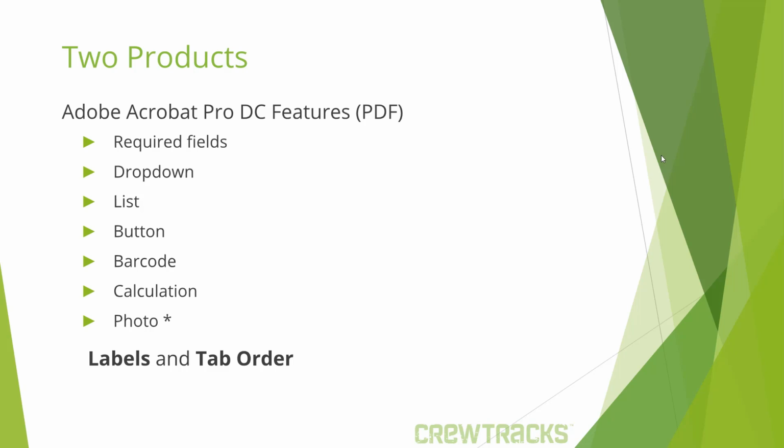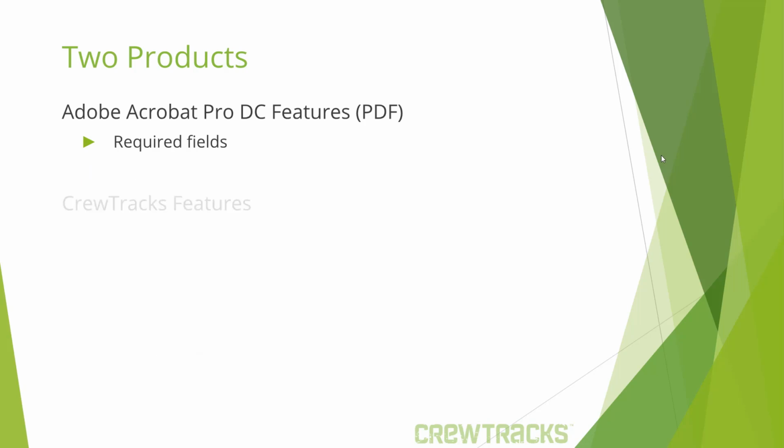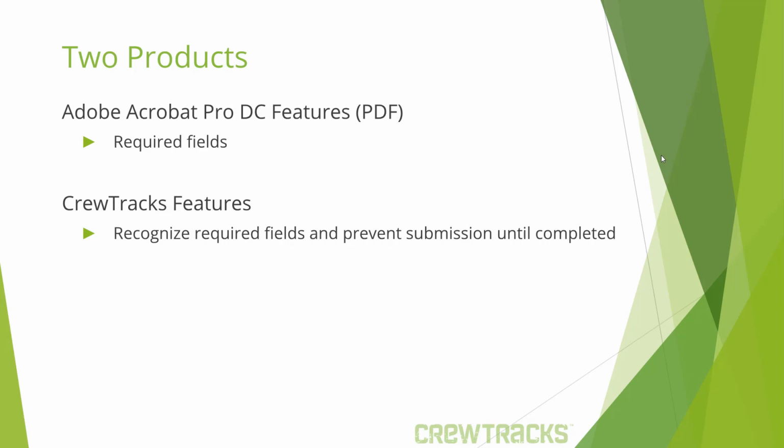Now, when it comes to which of these features translate to options in CrewTracks, probably the most important one is this one, required fields. What CrewTracks does with those required fields is it can recognize required fields, and it prevents the user from submitting their report or their schedule until those required fields have data in them. Although this only applies once that document is open. If you don't require the document, they can skip it completely. But once the document is open, they'll have to edit that field.